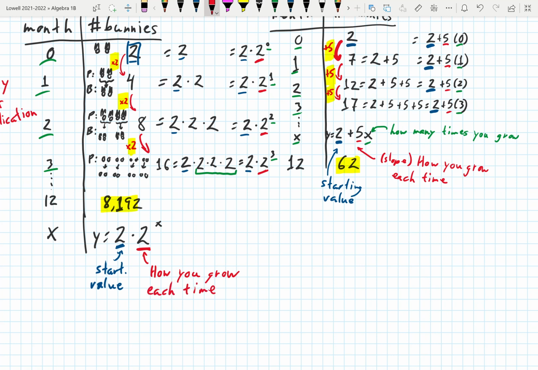And so we don't use slope anymore because slope is strictly for linear functions. Since it tells us how we multiply, we call it the multiplier. So that's equivalent to the slope of an exponential function. You can think of it like that. And this thing, again, is how many times we use that multiplier. How many times you grow.